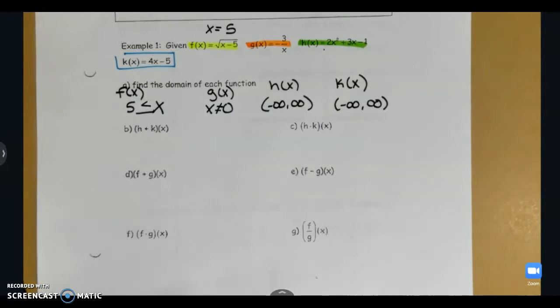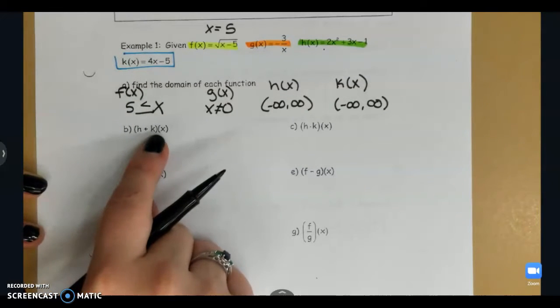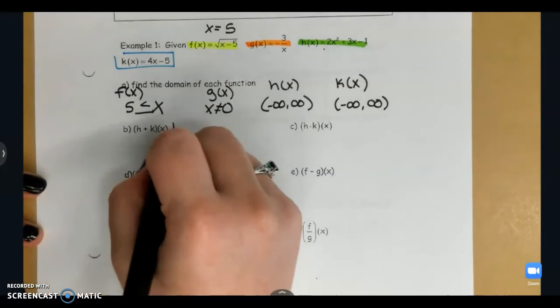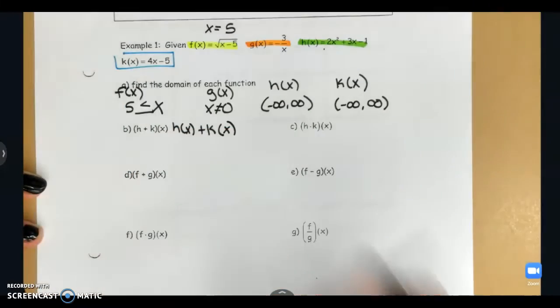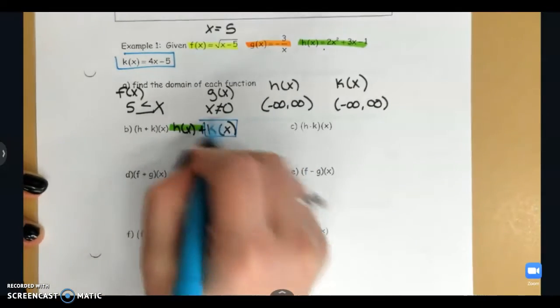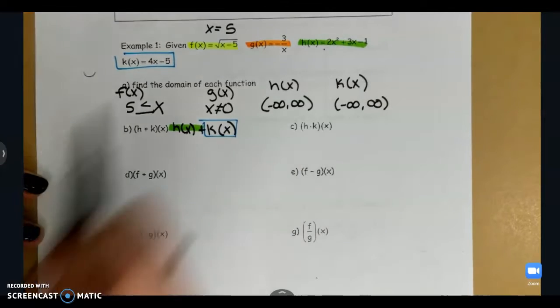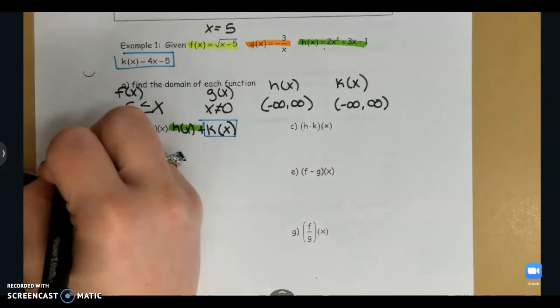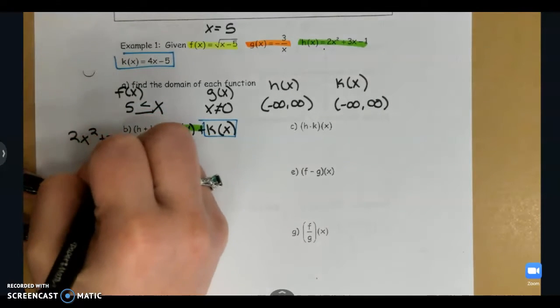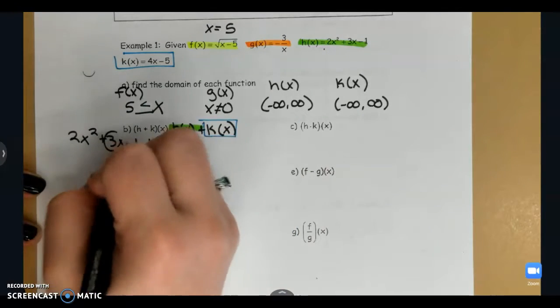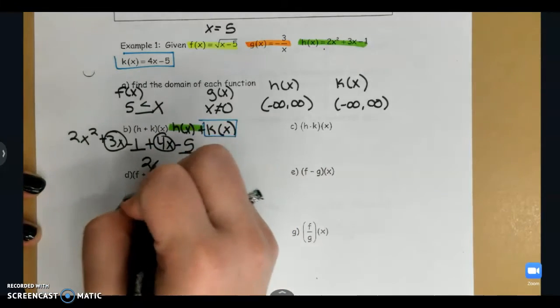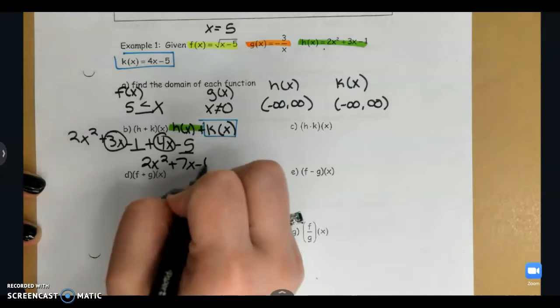Moving on, part B. Now remember, we don't want to get tripped up by this notation. This is just the sum of my two functions. We're looking at h of x and k of x. So remember, that is my green and my blue. So I'm just going to have 2x squared plus 3x minus 1 plus 4x minus 5. I'm going to combine my like terms, and I'll get 2x squared plus 7x minus 6.